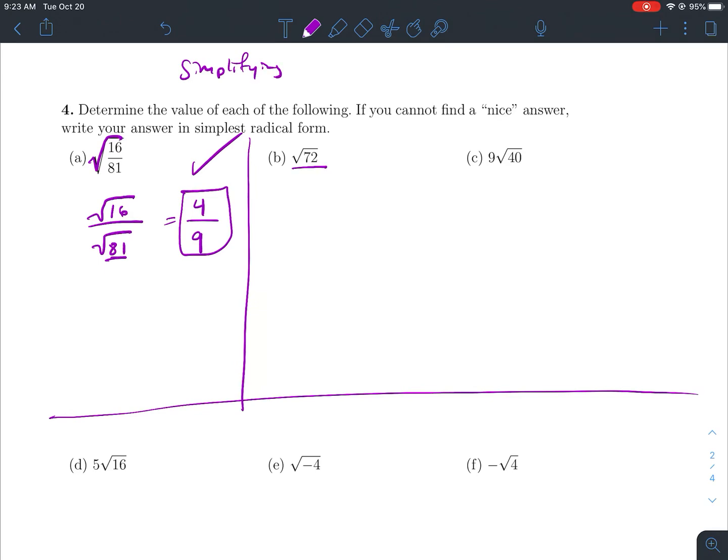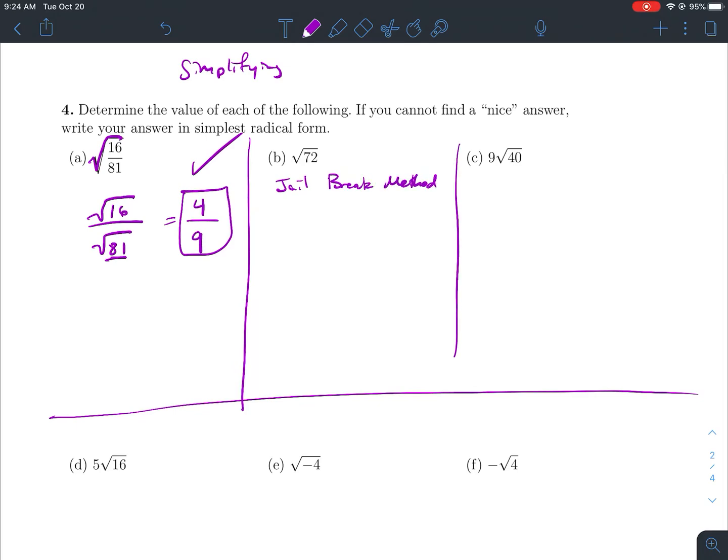So let's check out square root of 72. Now this one is not as nice. Square root of 72, we run into a big problem with. For square root of 72, we can't actually do it. So we need a new method. And that method's going to be called the jailbreak method.